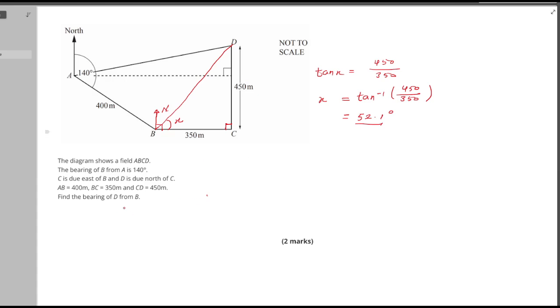Now bearing of D from B. So therefore bearing of D from B will be equal to 90 degree minus your X, which is 52.1 degree. So 90 minus your answer is 37.9 degree. So this is 37.9 degree.